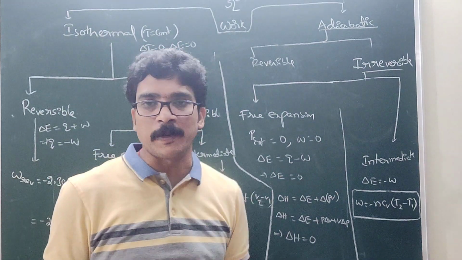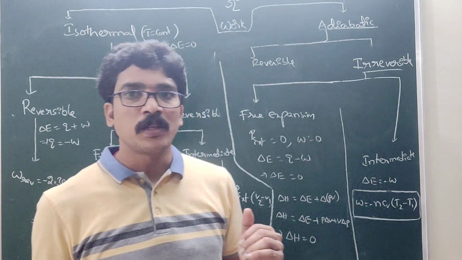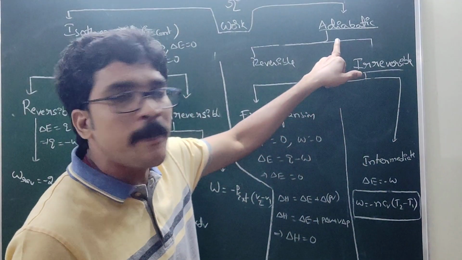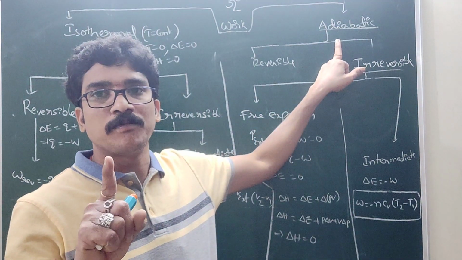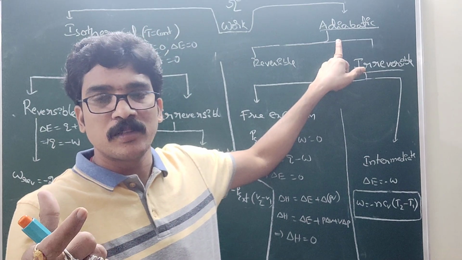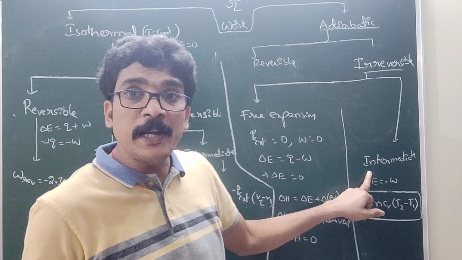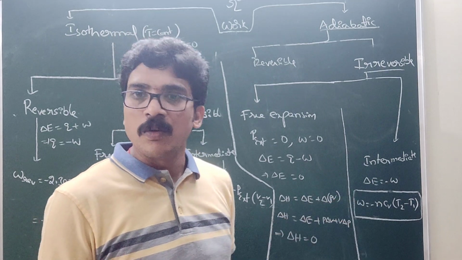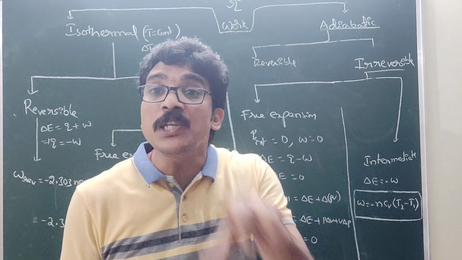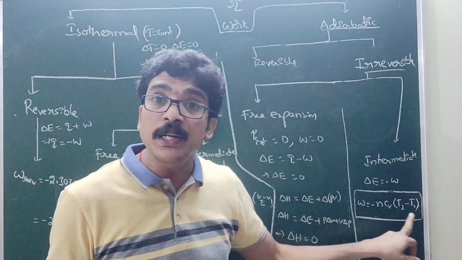Now the intermediate expansion, that is very important. In intermediate expansion of adiabatic, listen carefully. I already explained adiabatic reversible, how to calculate work. This is adiabatic irreversible work. In the intermediate process, using the same formula, delta E is equal to Q minus W. In adiabatic, Q is 0. Then work is equal to minus nCv (T2 minus T1).